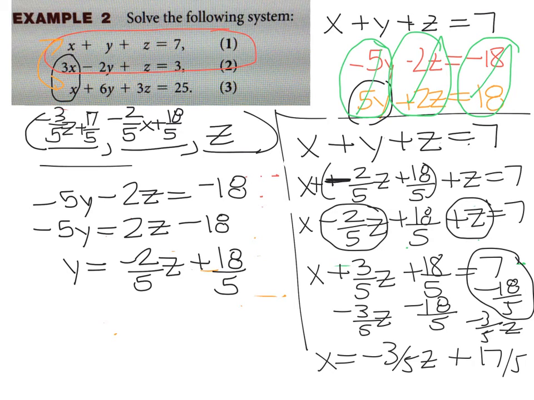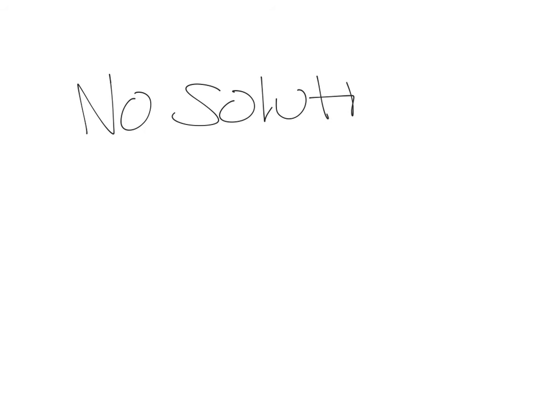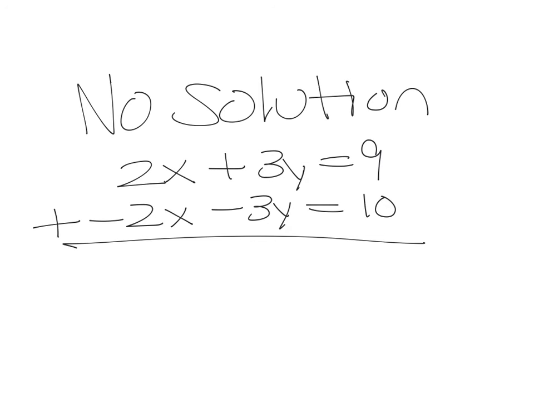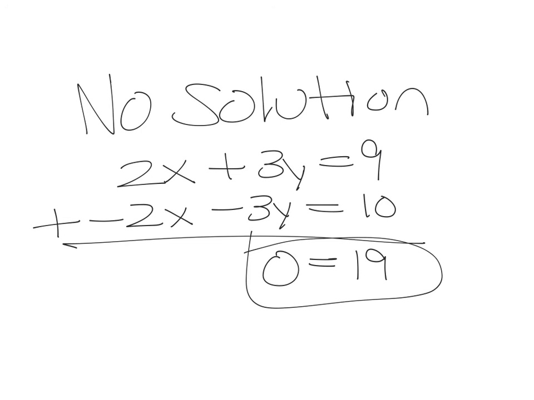So when you have infinite solutions, they do expect you to still write an ordered triple. Just so you know, you can still have the occasion where you get no solution. And just so you know what that's going to look like, when you go to add your two equations together, you will end up with a 0 on one side and a number on the other side that does not equal. If you ever see that, that means you have no solution.